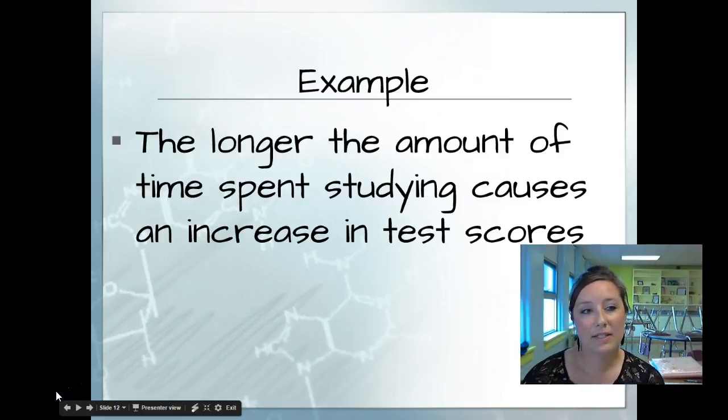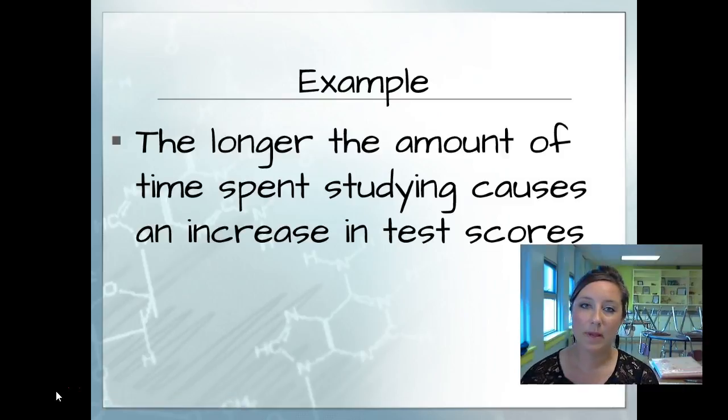So let's do one example together, identifying the independent and the dependent variables. The longer the amount of time spent studying causes an increase in test scores. So I want you to actually write this example word for word down in your notes, and then I want you to see if you can identify the independent and the dependent. So when you're reading this, I want you to pick out what's the thing that I as the scientist would be changing on purpose.